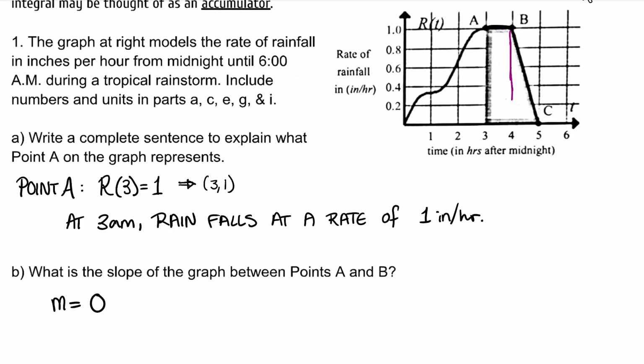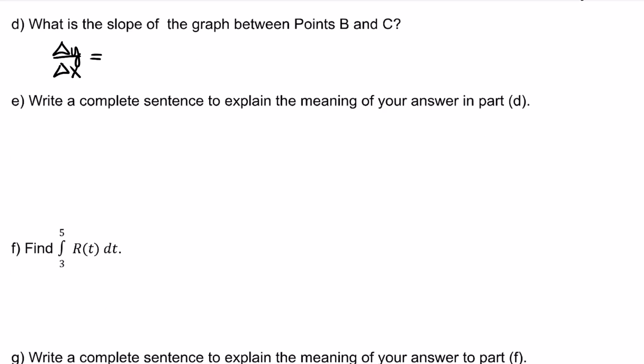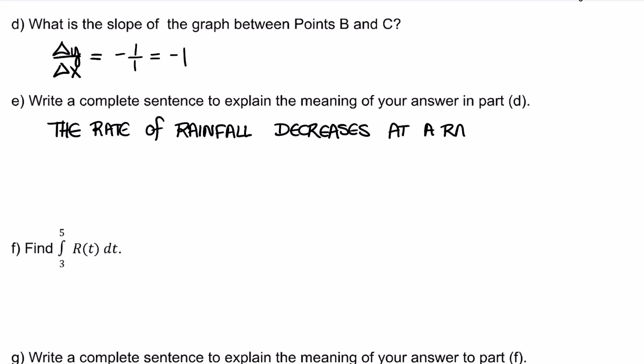To find the slope between B and C, we just look for delta y over delta x. Delta y is 1, that's in inches per hour, and delta x is 1 hour. The slope between B and C was decreasing, so that would be a slope of -1. Again, the slope of a rate graph is the rate of change of the rate. The rate of rainfall decreases at a rate of 1 inch per hour.